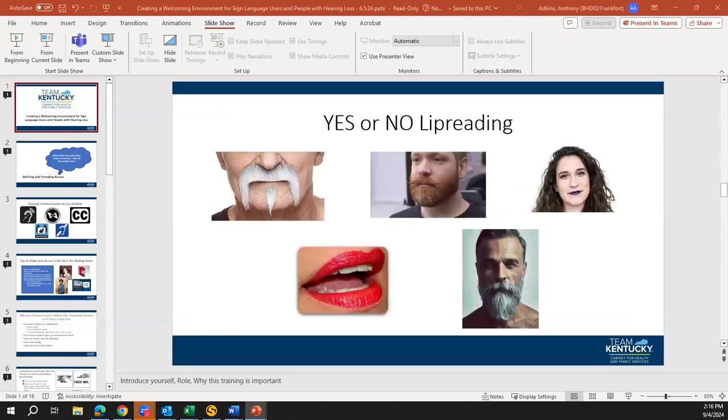So back to lip reading and speech reading. I want to know if you think yes or no. You can answer in the chat, put yes or no. So for the first image, it's at the top left. It's the gentleman with the gray or silver mustache and small goatee. Do you think that would be easier or hard to lip read? Yes or no? You can lip read this person or you cannot.